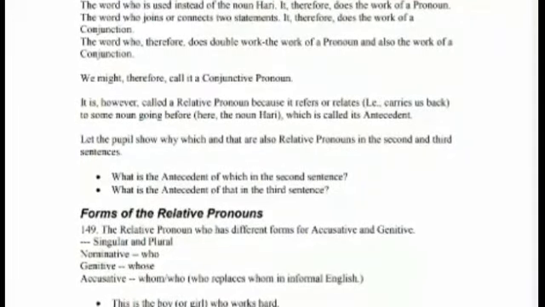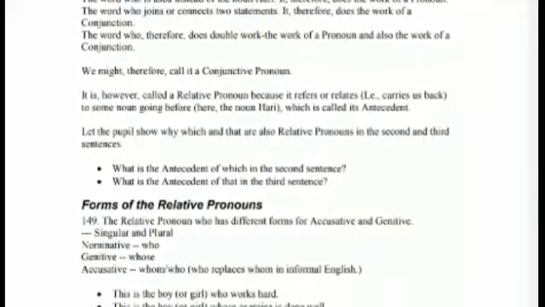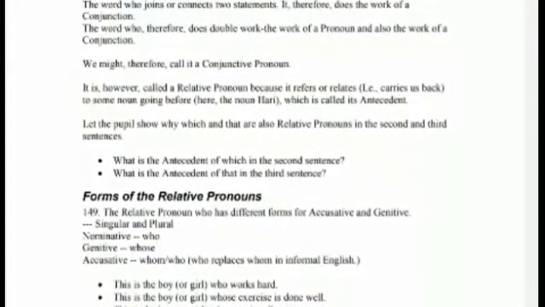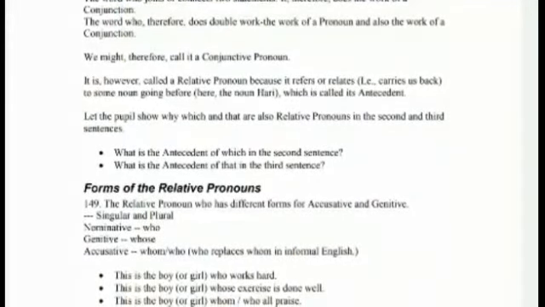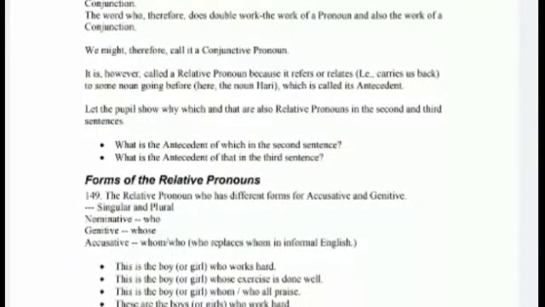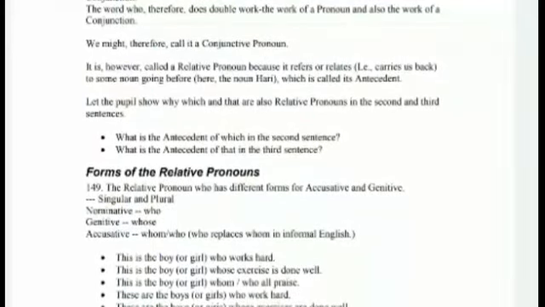What is the antecedent of which in the second sentence? What is the antecedent of that in the third sentence? In the second sentence, which refers to pen. In the third sentence, that refers to book. Okay. Now these are the examples of relative pronouns.